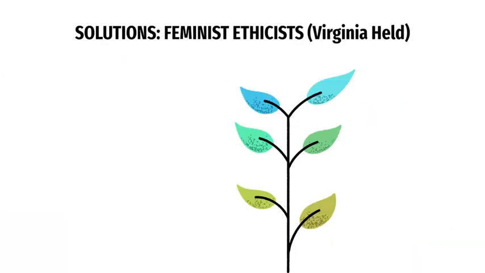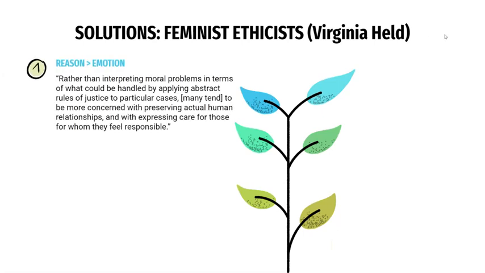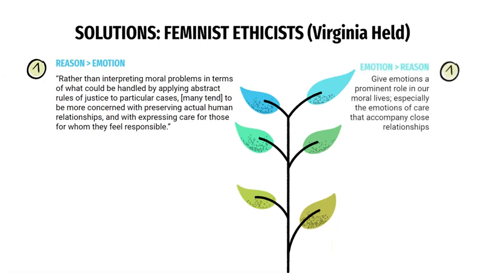So what are some solutions to all this? Well, a very well-known 20th century feminist philosopher, Virginia Held, starts formulating some responses. This is where feminist ethics really comes into much more of a mainstream political discourse that had been for so long neglected. She says, rather than interpreting moral problems in terms of what could be handled by applying abstract rules of justice to particular cases, many tend to be more concerned with preserving actual human relationships and with expressing care for those for whom they feel responsible.